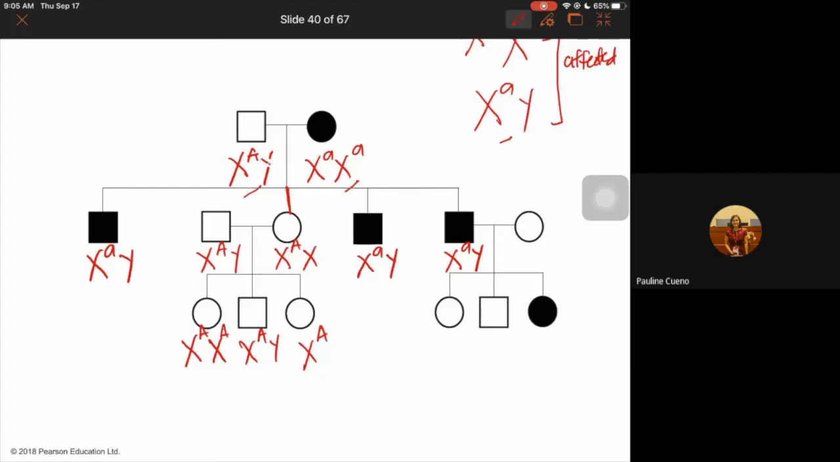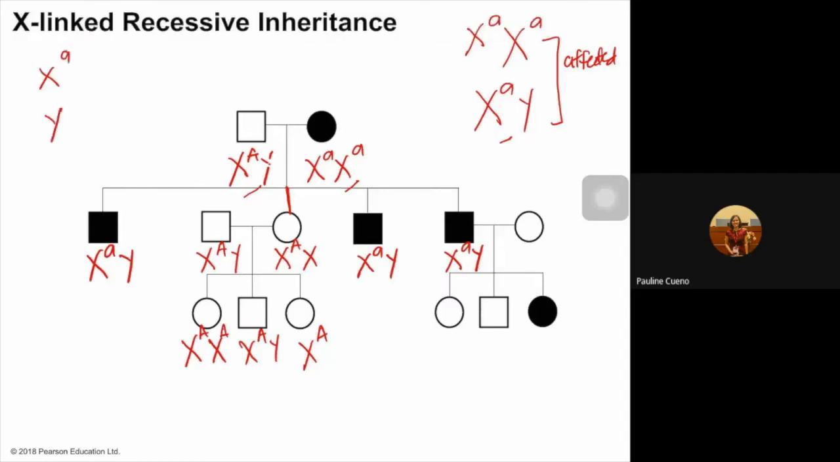Because if you will observe, this is the Punnett square, X capital A Y, and then X small a, X small a. So if you cross this one, no female will have a homozygous dominant genotype. Okay? So I suggest that you have a Punnett square just to check if what you are writing is really possible. This one is heterozygous for the allele.